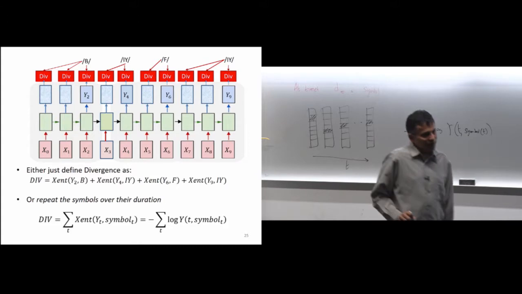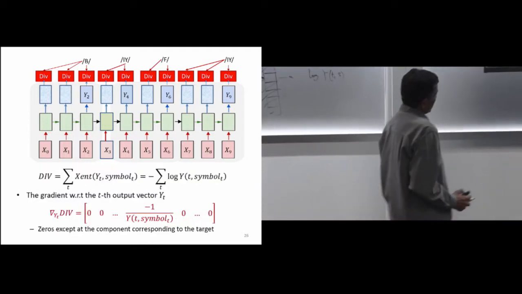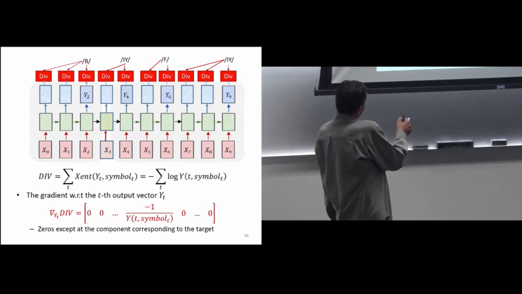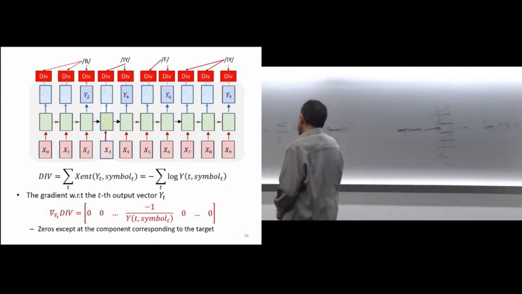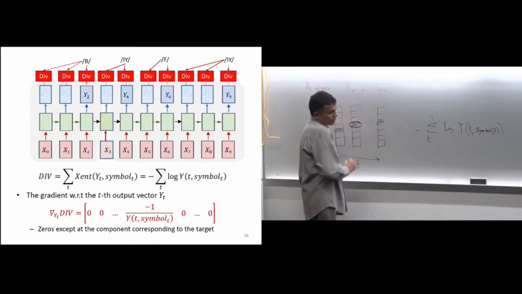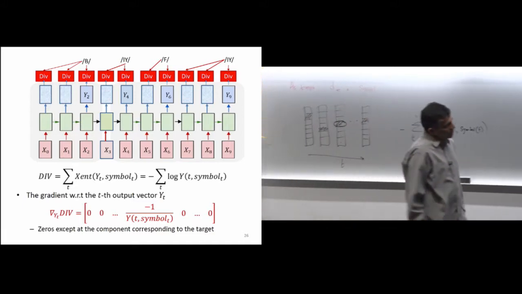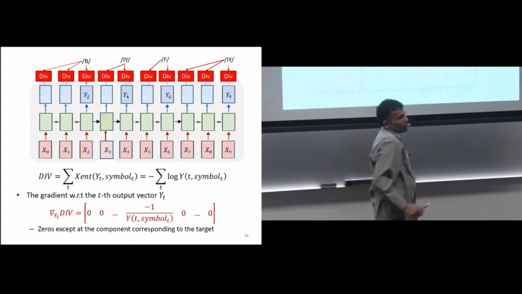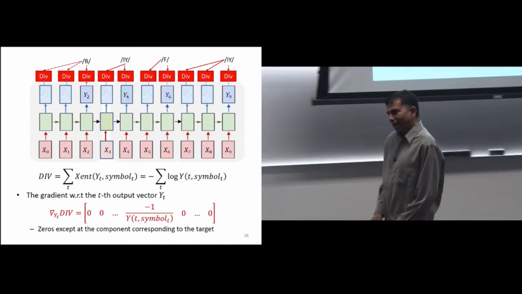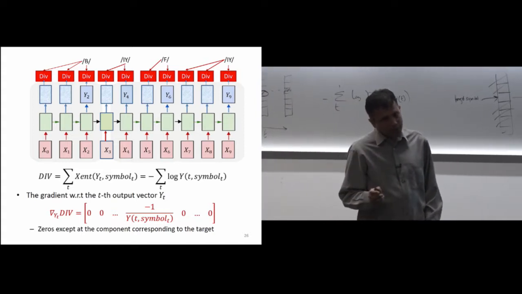The way I'm using horrible notation, but you get the idea, right? And now, when I take the divergence of this, the derivative of this divergence with respect to any given yt, what happens? At any time, that divergence depends only on one term. It does not depend on the other terms, right? So correspondingly, the derivative of the divergence is going to have zeros everywhere except for the one location corresponding to the target symbol. And at that one location, it's just -1 over the probability assigned to that symbol. Very straightforward, nothing really complicated.